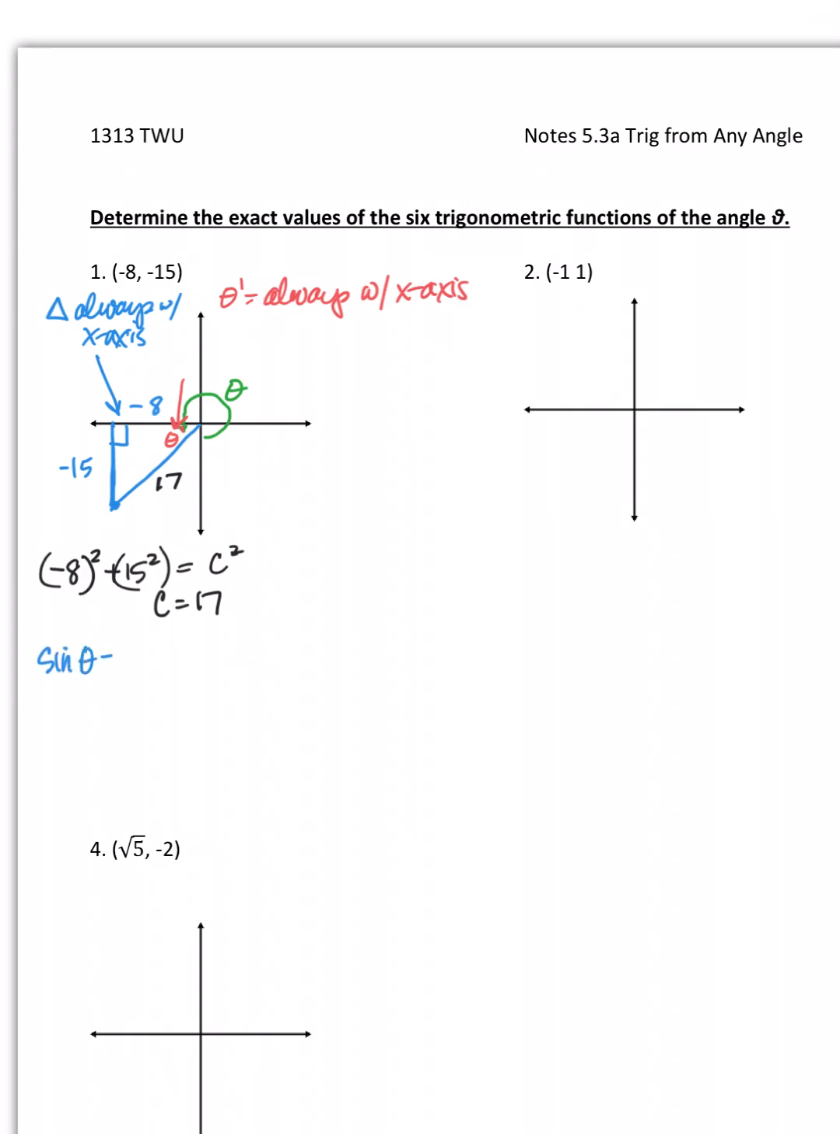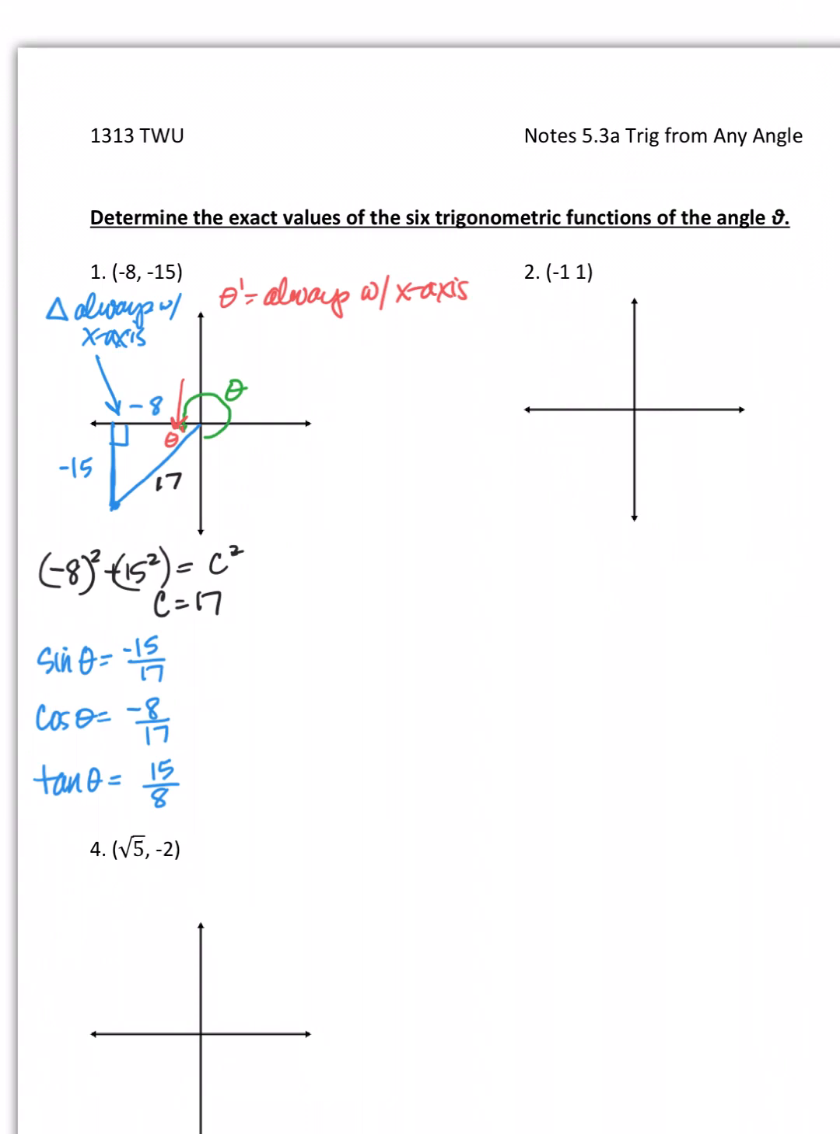So sine of theta is opposite theta, -15 over the hypotenuse. Cosine of theta is the adjacent side, so -8 over 17. Tangent of theta is opposite over adjacent. Now, both of these are negative, so it will end up being positive, right?